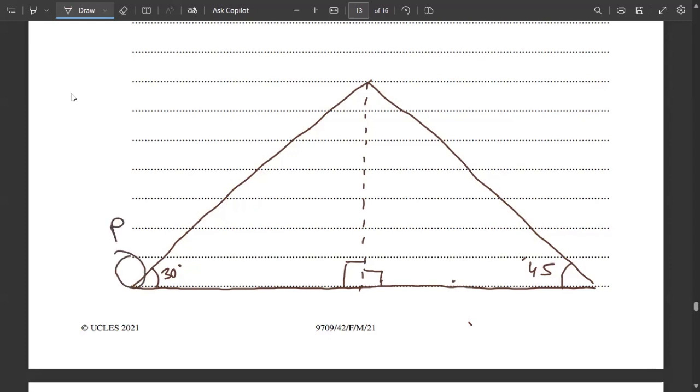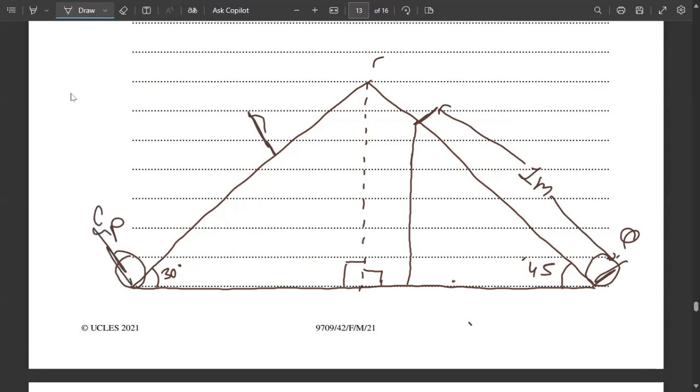let P be here, let Q be here. Let this much be 1 meter, and this be another 1 meter. Okay. So now, if I want to calculate the height, this is the height for P, this is the height for Q.